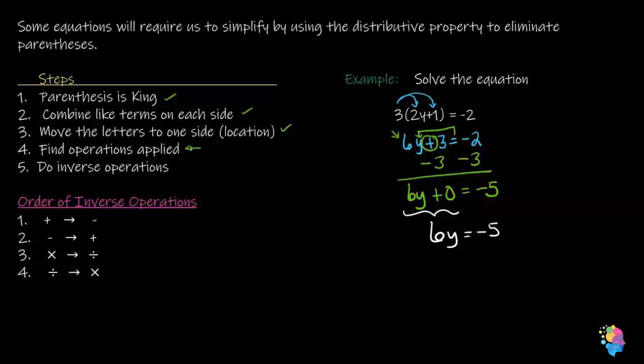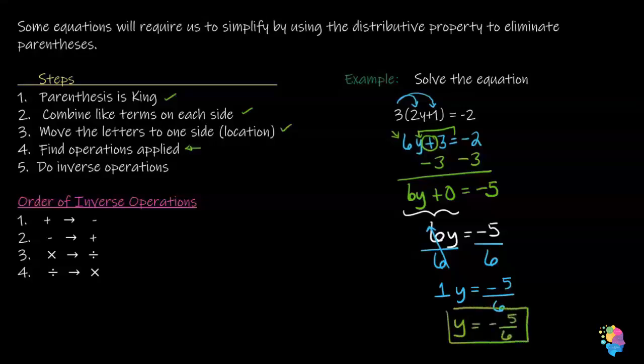We still need to get rid of that multiplication by 6, and the opposite of multiplication is division. So we divide. 6 divided by 6, that goes to 1. Bring down the variable. And on the right side, I cannot divide 5 by 6 evenly, and it can't be simplified. So I'm going to leave it as negative 5 over 6. What I can do is rewrite 1y as just y. So this is y is equal to negative 5 over 6, and then this becomes our solution.